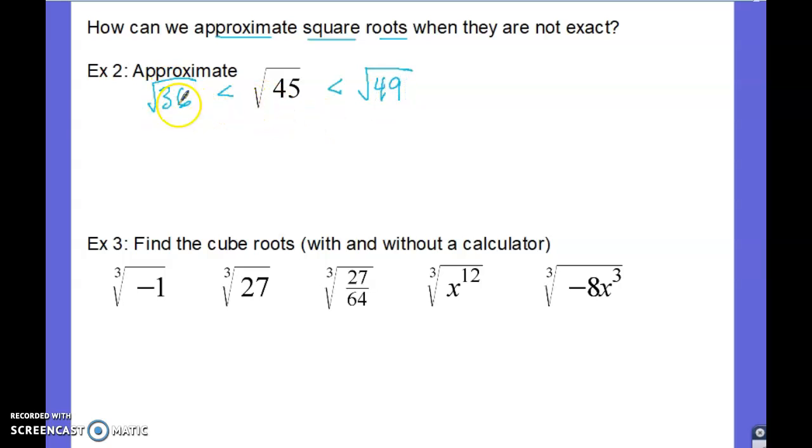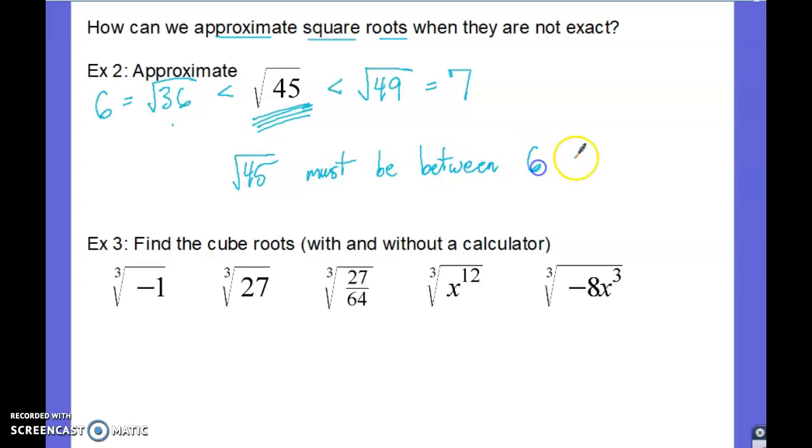So since I know the square root of 36 is equal to 6, and I know the square root of 49 is equal to 7, and 45 is somewhere between those two, then the square root of 45 must be between 6 and 7.